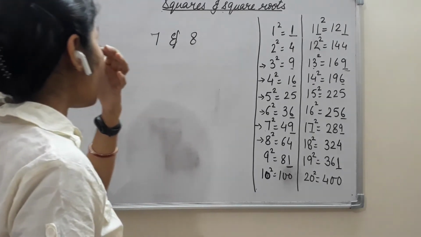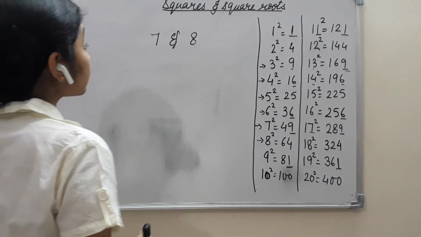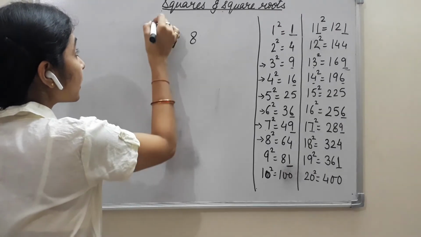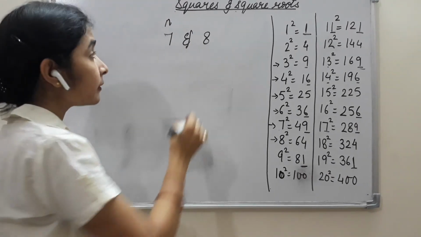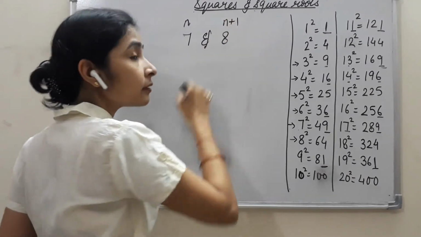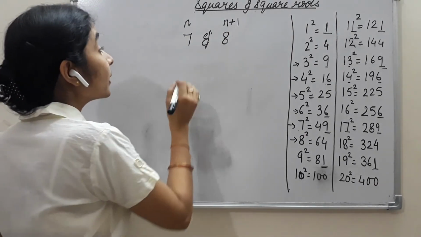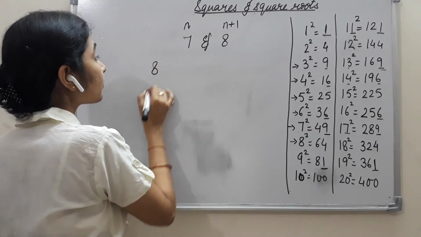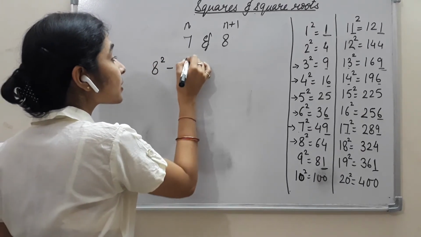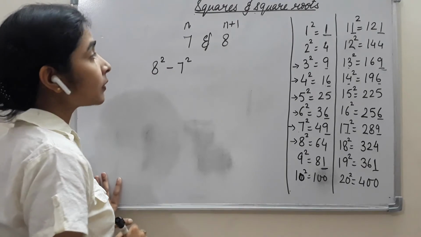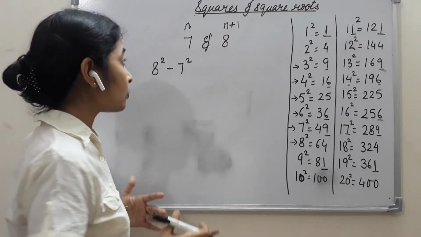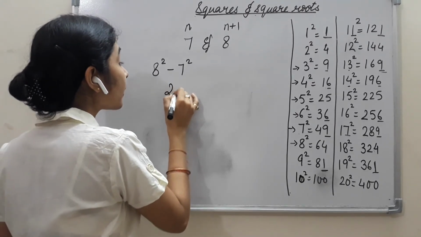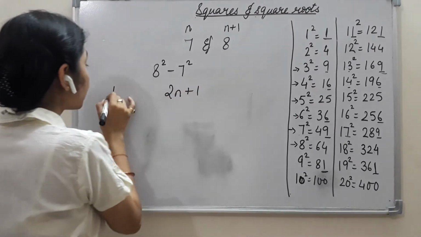So there is a formula related to it. If I suppose this number as n, then this number will be n plus 1. If I want to find out the difference in the square of these two numbers, that means 8 square minus 7 square, then what formula or trick will I use here? It will always be equal to 2n plus 1.